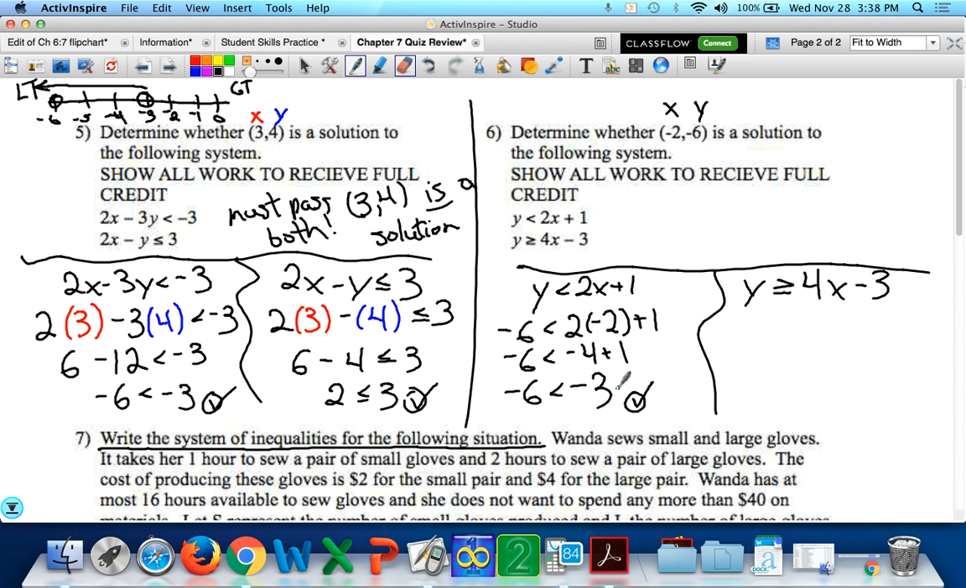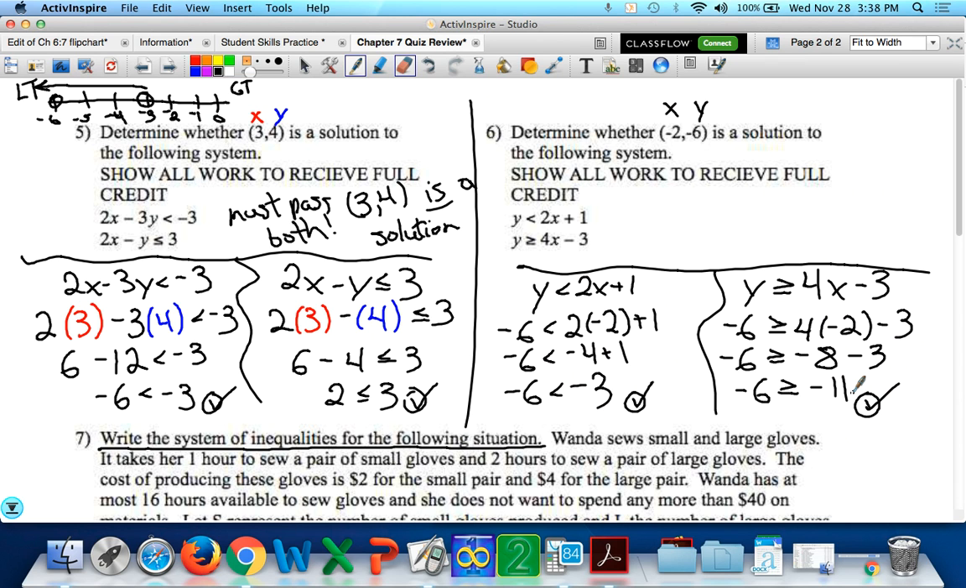Think about it on the number line. In fact, we just had this one. That's a weird coincidence. Didn't plan on that happening, but next we plug in our numbers again. Negative 6 is greater than or equal to 4 times negative 2 minus 3. Negative 6 is greater than or equal to negative 8 minus 3. Negative 6 is greater than or equal to negative 11. And that is also a true statement.